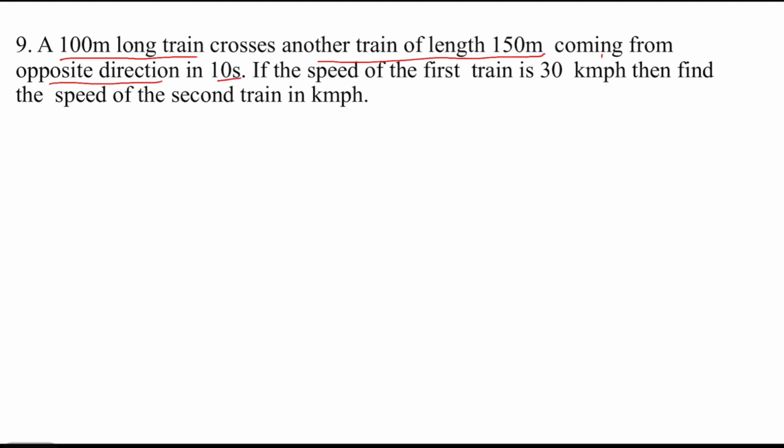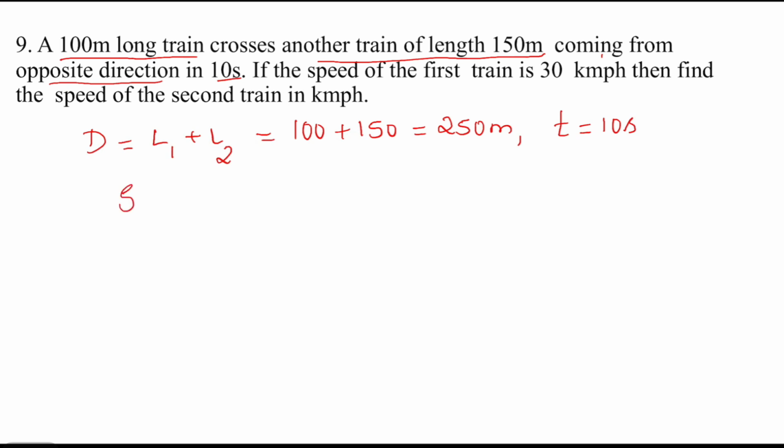Okay. So from this we can derive so many things. Distance is length of the first train plus length of second train. Okay. So it is length of first train is 100 and the second train is 150. So distance is how much? 250 meter. Now time, how much it takes to cross? It takes 10 seconds. We don't know speed. So speed is what? Speed is nothing but distance upon time. So distance is 250, time is 10 seconds. So it is 25 meter per second.